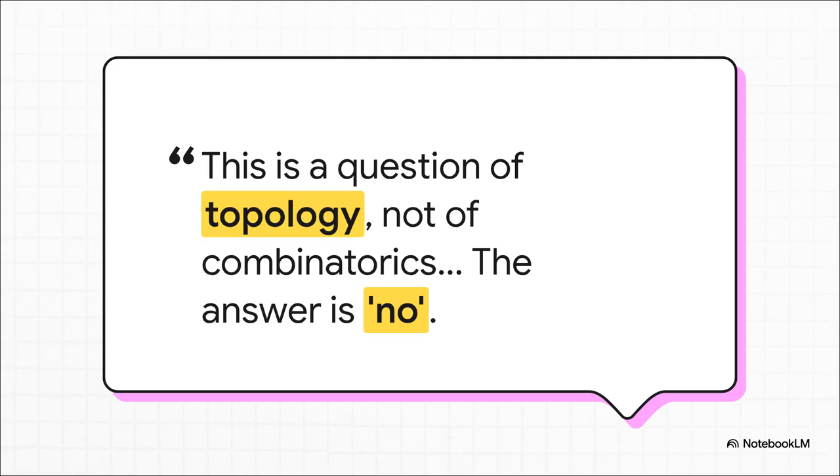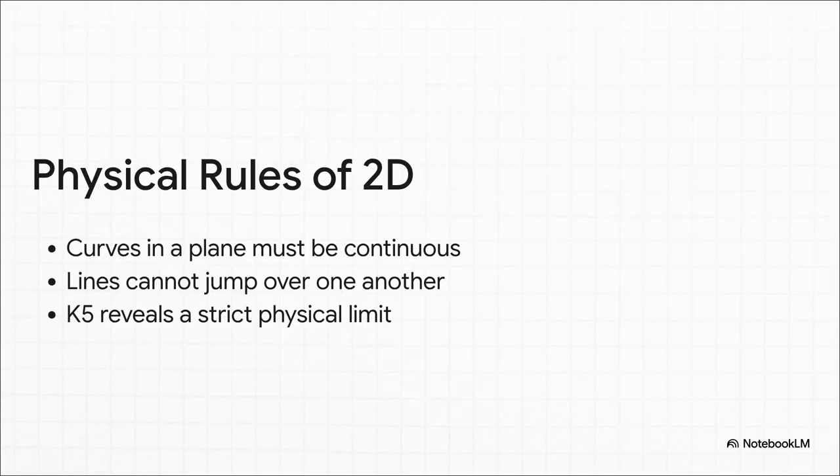As mathematician Darij Grinberg points out, quote, "This is a question of topology, not of combinatorics. The answer is no," end quote. No matter how long you sit there trying, no matter how you draw this graph on a flat plane, you will always have at least one pair of curves intersect. It is mathematically impossible. So why is that?